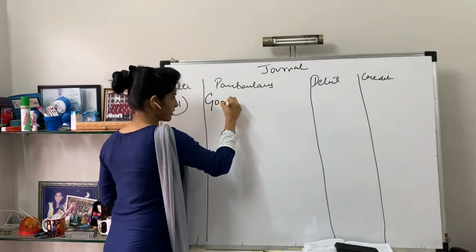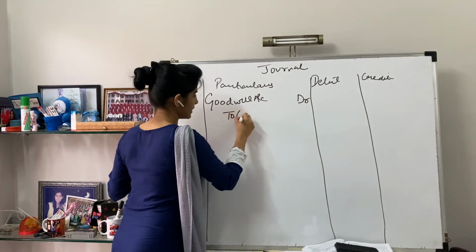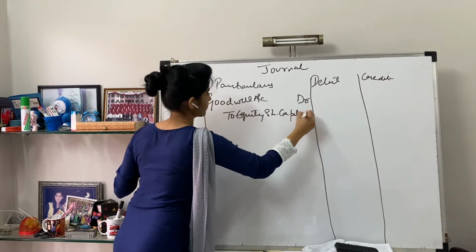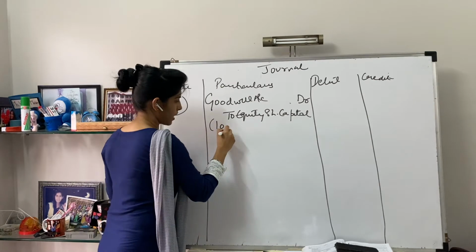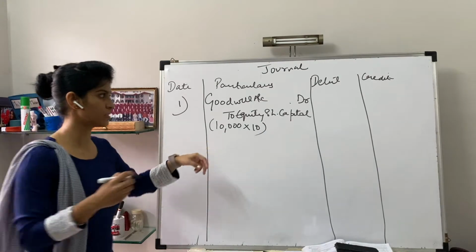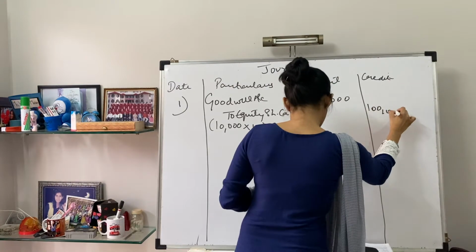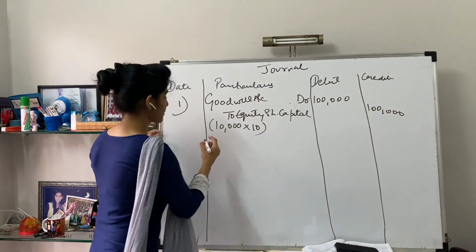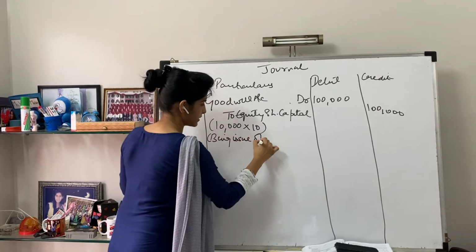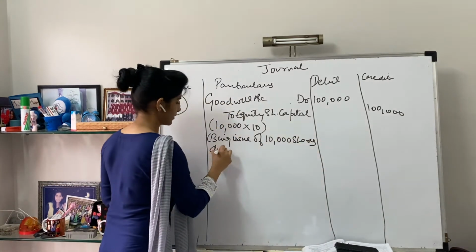Entry will be goodwill account debit to equity share capital. Directly it is given in the question that 10,000 shares of rupees 10 each are issued to the promoters. 10,000 into 10 will be your 1 lakh. Now you can write the narration: being issue of 10,000 shares done to the promoters.